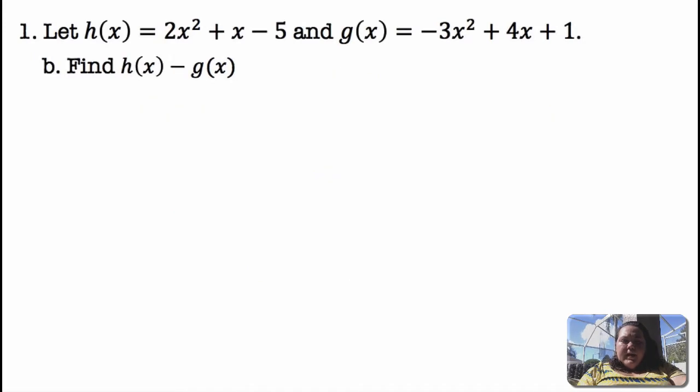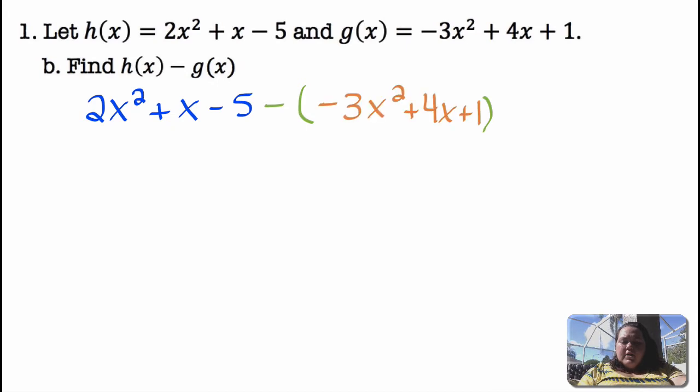Alright, now let's do h of x minus g of x. So I'm going to take everything in h of x, and I'm going to subtract everything that's g of x. So now I have to distribute the negative. Well, when you distribute a negative, it is going to change the sign of everything. So if it was negative, it's going to become positive. And if it was positive, it's going to become negative.